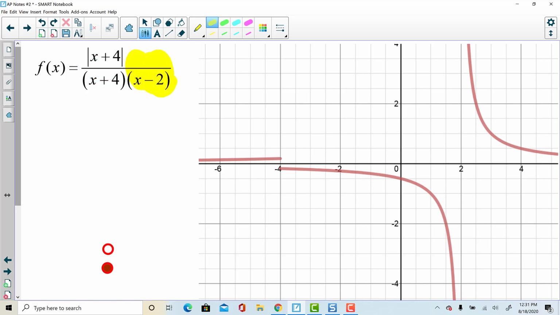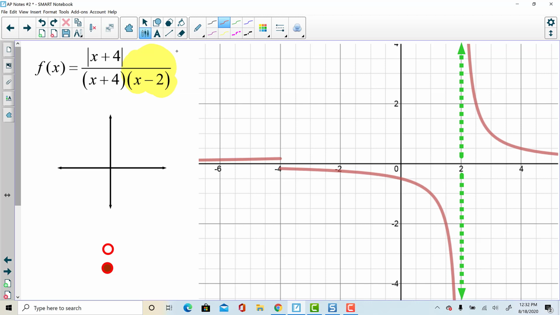Now for this part of it, that's just 1 over x, but the x minus 2 makes it move right 2. So we end up with this vertical asymptote at x equals 2. Now if you remember, the reciprocal function 1 over x looks like this.